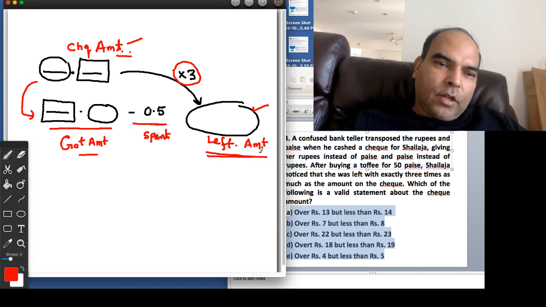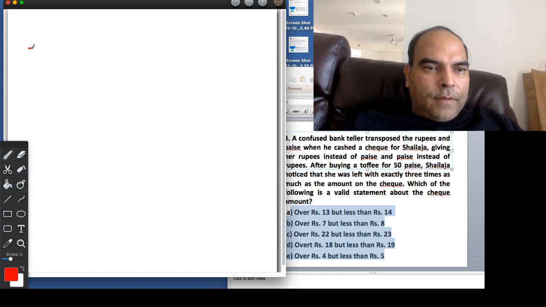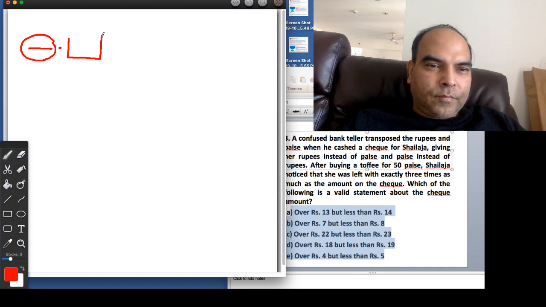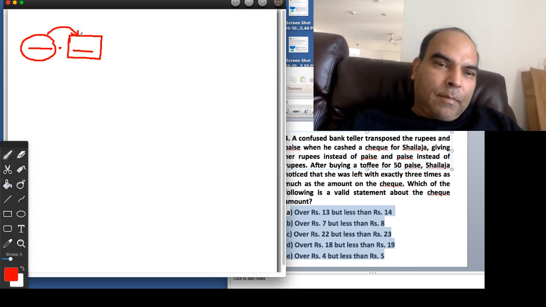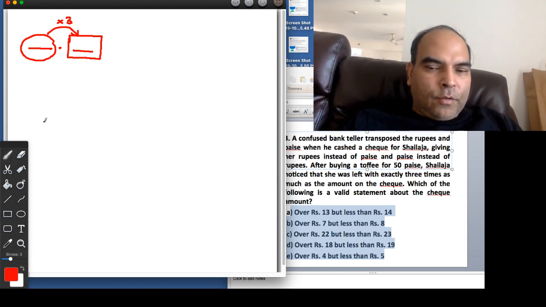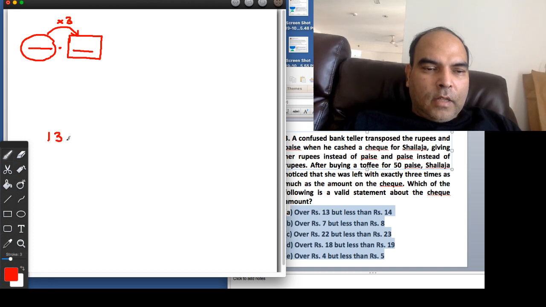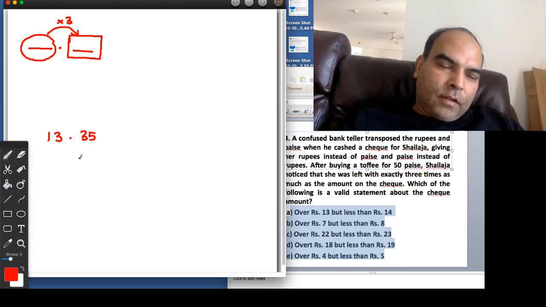The first reaction to this question is that these numbers should be about 3 times this number. So if I think of the original check amount like this, these many rupees and these many paise, the relationship between this and this, not exact but a rough relationship, should be times 3. The reason for that is if you do not obey times 3, for example, if you try to say that the amount was 13 rupees 35 paise, the check amount is 13.35.